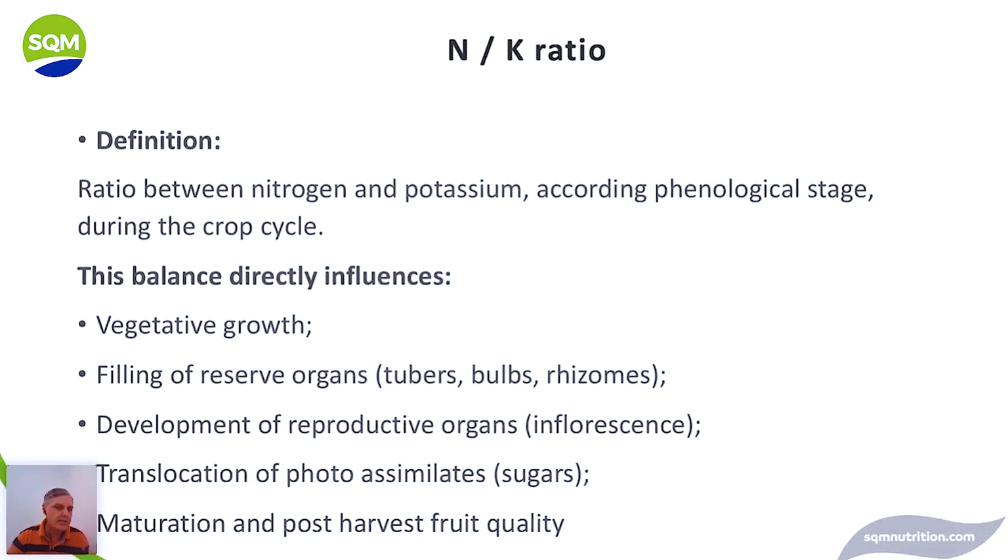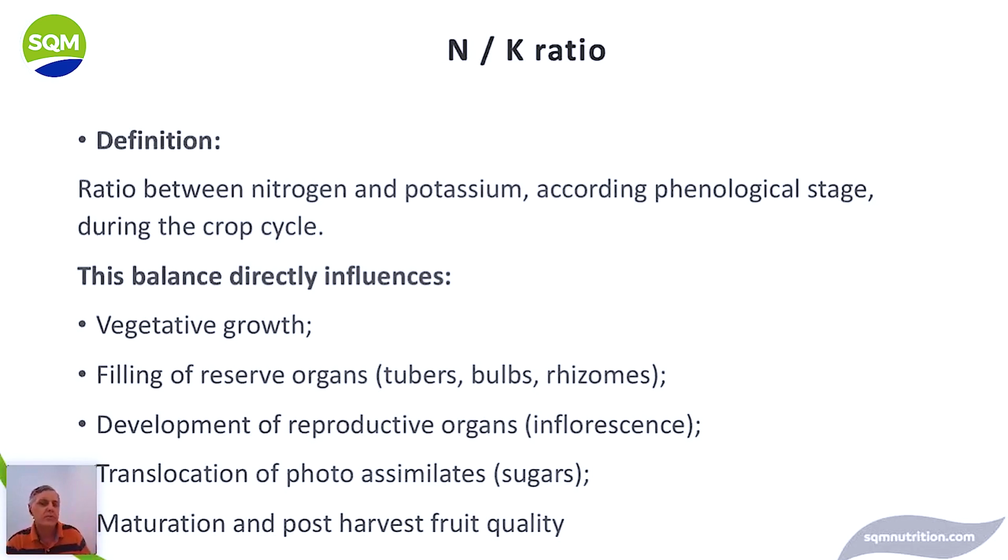So according to the balance between nitrogen and potassium, we can interfere, as agronomists or as growers, in the vegetative growth of the plant and in the filling of the reserve organs of the plants: fruits in the case of citrus, but tubers in the case of potatoes, bulbs in the case of onions, for any crop. It's a physiological concept. We can do this management.